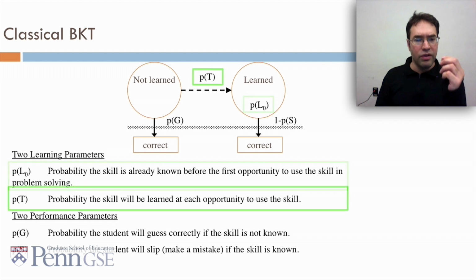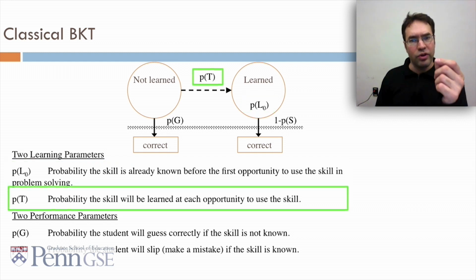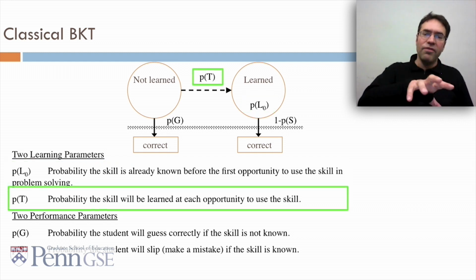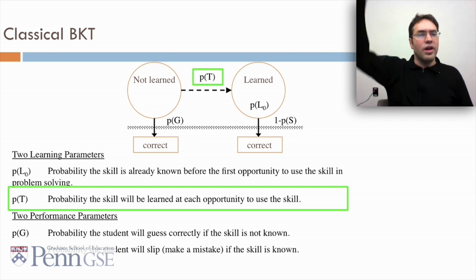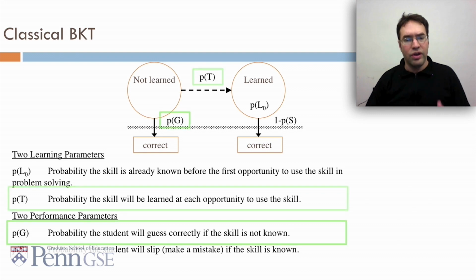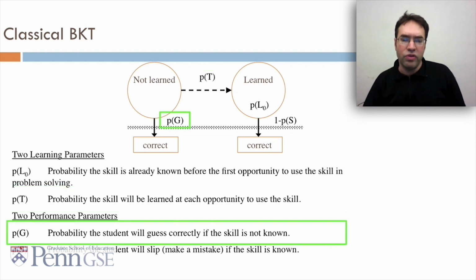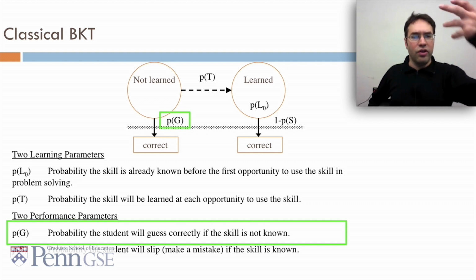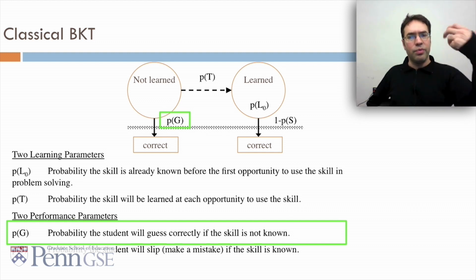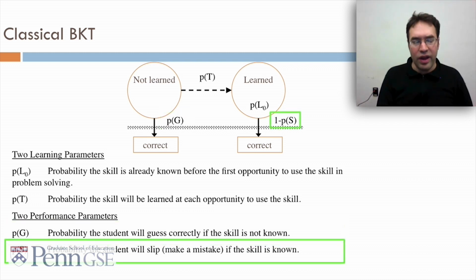Second, P of T, the probability that the skill will be learned at each opportunity to use the skill. If our system promotes learning at all, students' performance should get better over time. They should actually learn, and P of T accounts for this. P of G, the probability the student will guess correctly if the skill is not known. So even if they haven't learned the skill, there's still a certain probability they'll get it right.